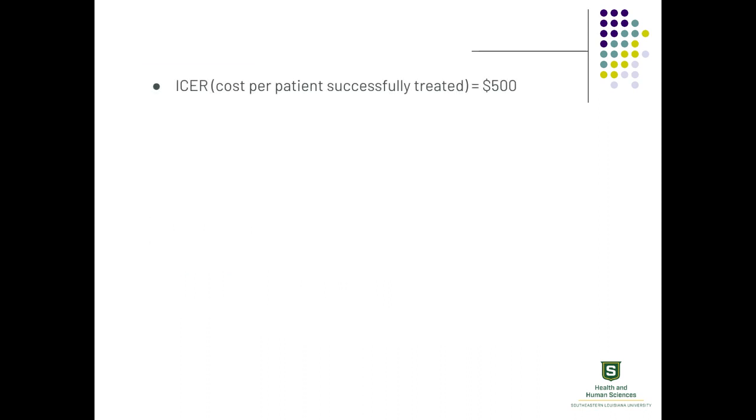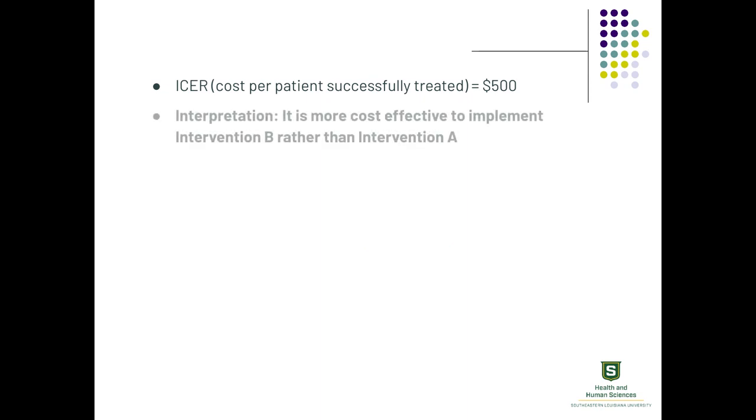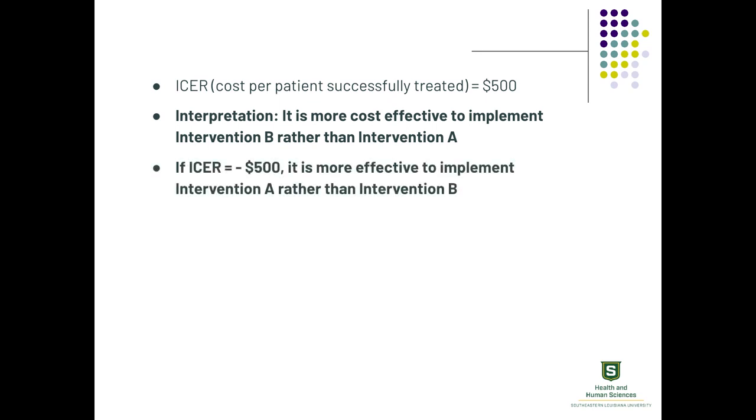In order to use this for decision making, you need to interpret this result. What that means is that it is more cost effective to implement intervention A rather than intervention B. For example, if the ICER you calculated was negative $500, the interpretation of that result is that it is more effective to implement intervention A rather than intervention B. So since we have $500 as our ICER, we will be advising, in our grant application, that we are going to implement intervention A instead of intervention B. So that's how that goes.